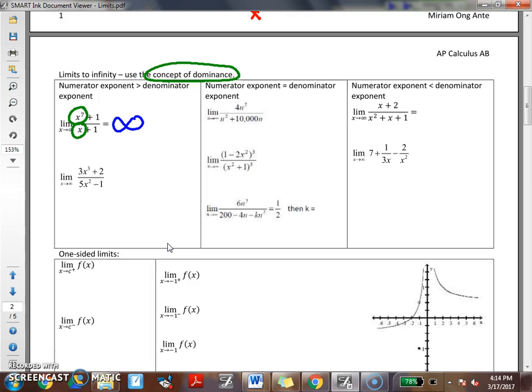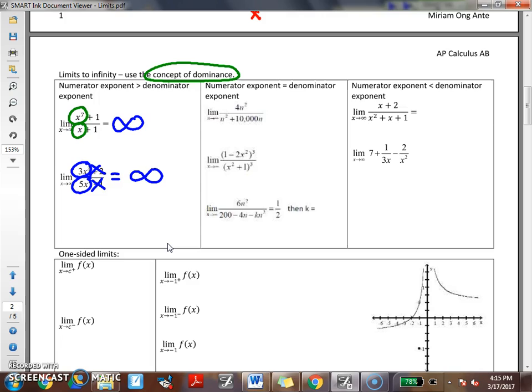Same for the next example. If I look at the leading terms and ignore the rest of the terms, the numerator has an exponent of 3. The denominator has an exponent of 2. The numerator is bigger, so the limit goes to infinity. Wow, I hope you make better infinity soon. Okay.